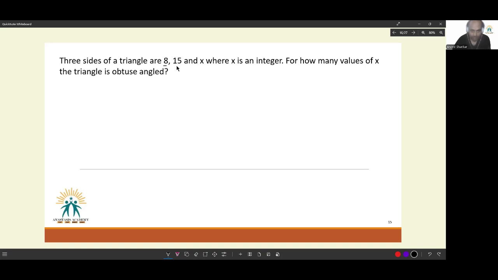Three sides of a triangle are 8, 15, and X, where X is an integer. Now there are two cases to consider. First, where X is longest. When X is longest, there are two conditions in play.